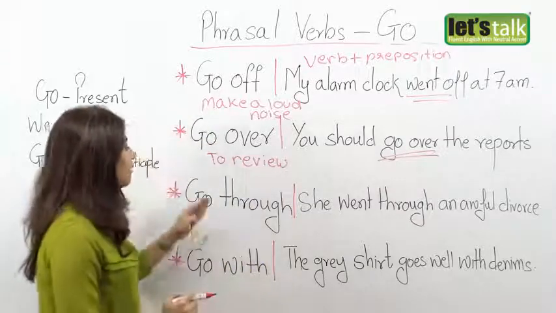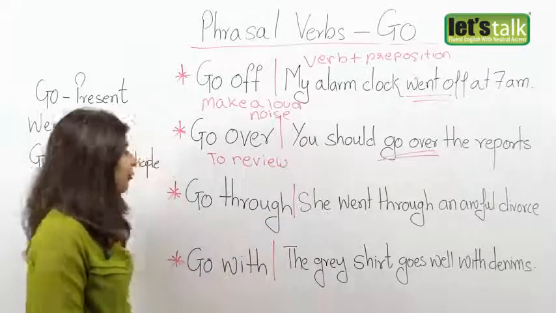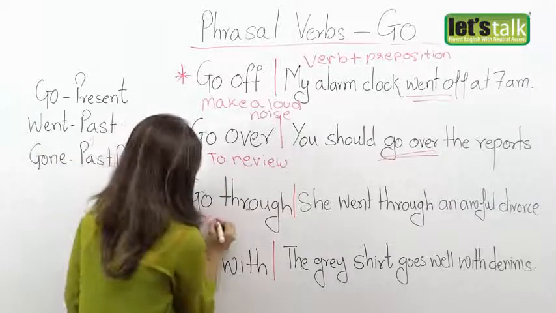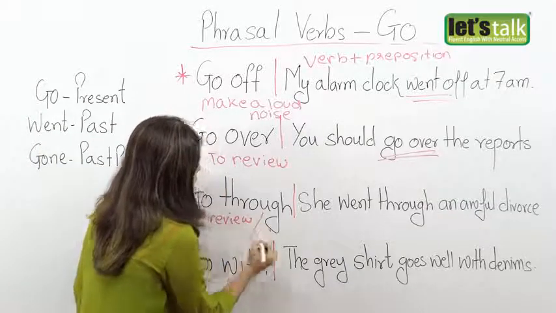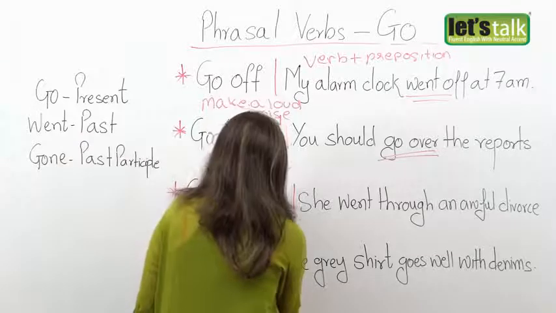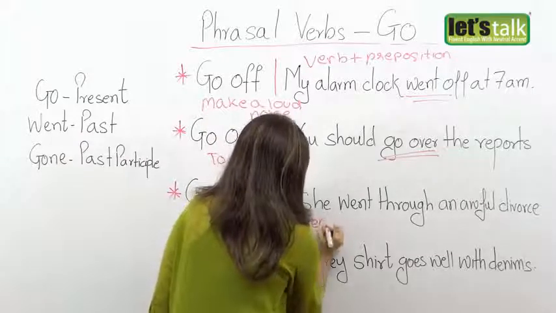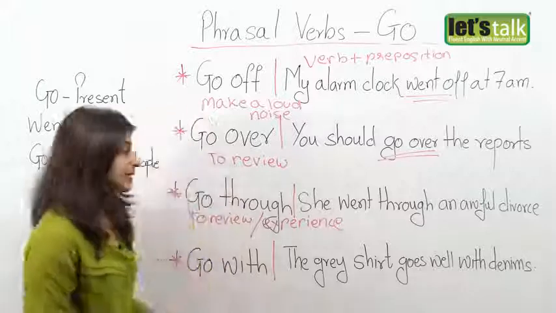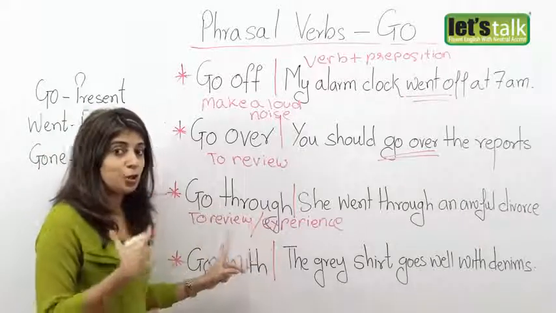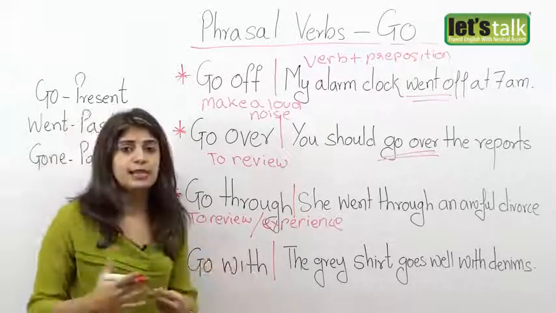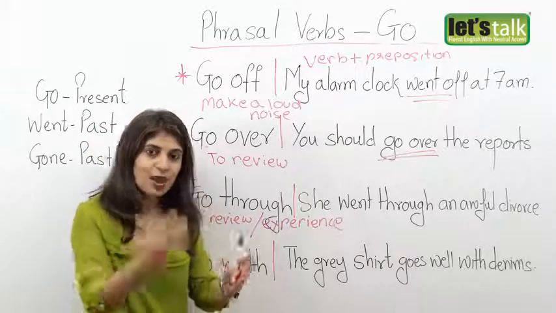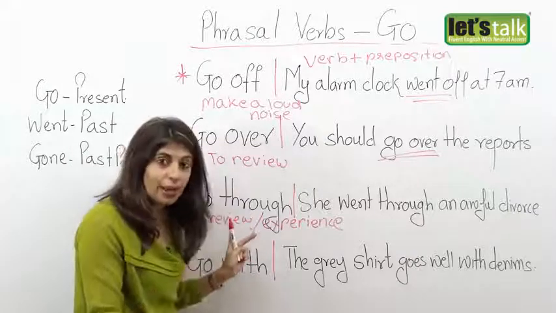The next one that we have is go through. Now go through, of course, also means to review, but it also has another meaning, that is to experience. Okay, so it has two meanings. I'll give you examples. If you want to use go through to mean review, then you can say, oh, I went through the reports. This means again that you saw the reports, you went over it or you went through it, okay?